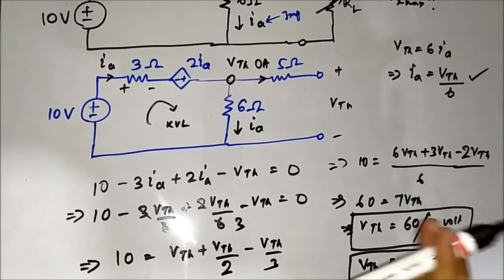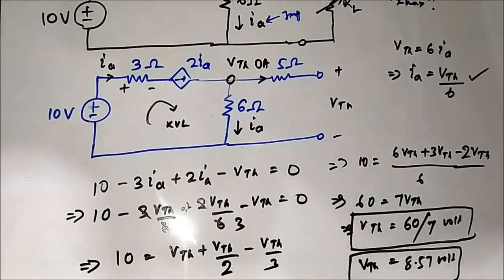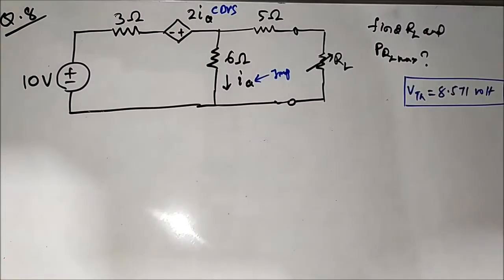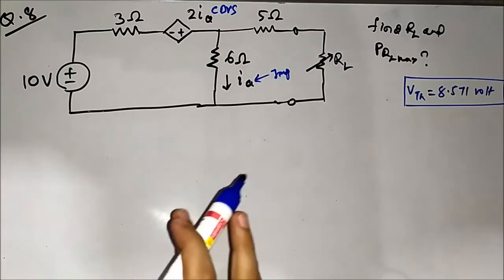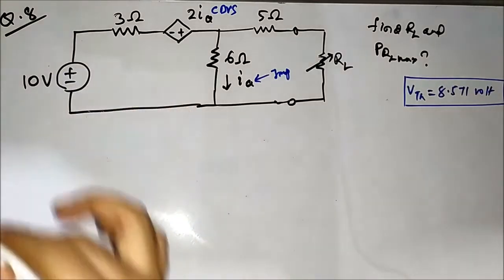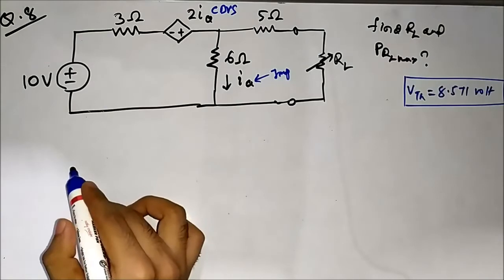So we have got VTH. Now we have to find RTH. So we have calculated VTH is equal to 8.571 volt. Now we have to find RTH. So for that we have to redraw the circuit, deactivating all the independent sources. So this 10 volt will be short circuited. So that is, redraw the circuit.